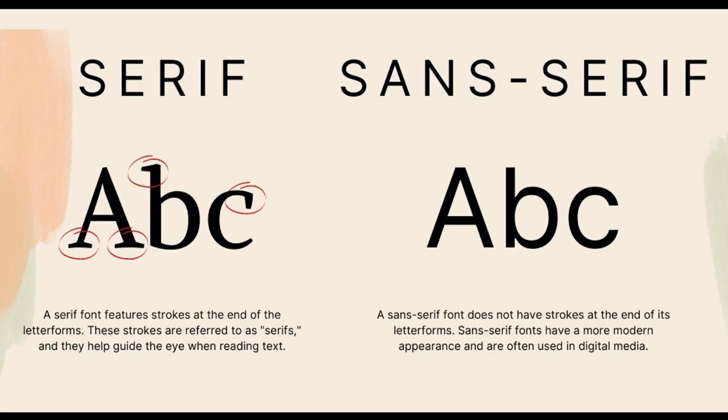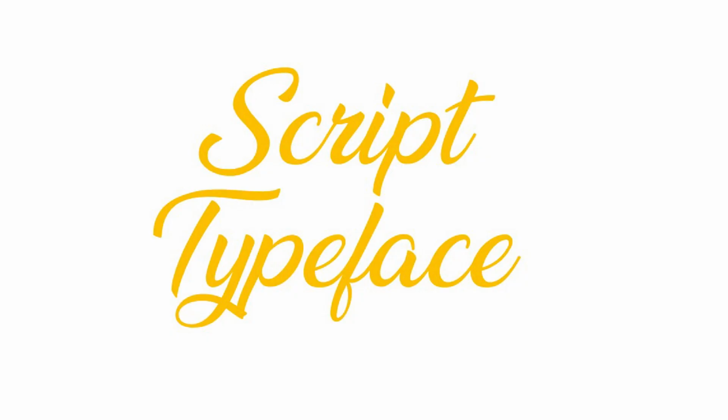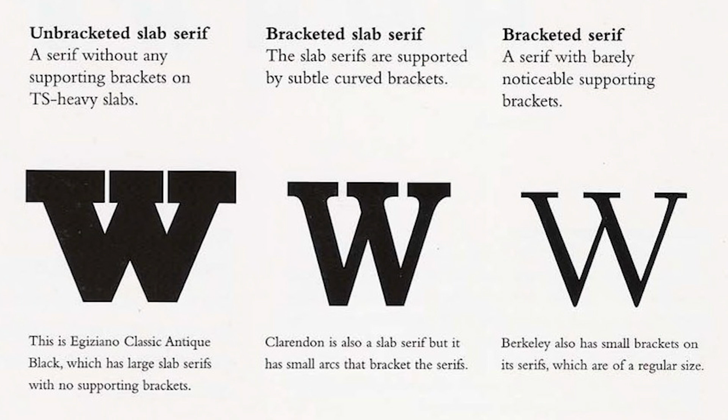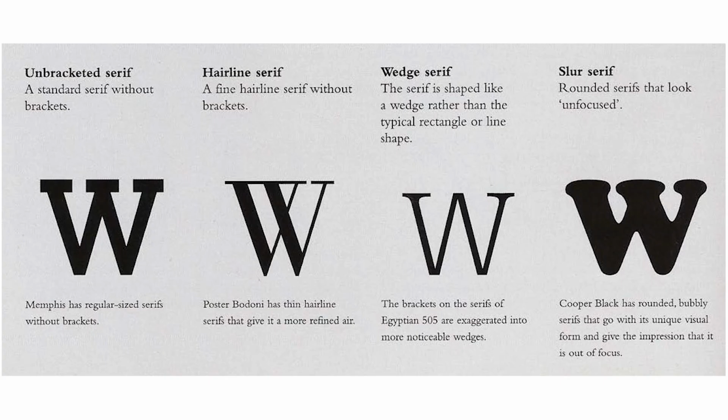Now the categories of type: serif, sans serif, monospace, script, and handwriting. Serif font means edges and tails on the letters. In this example, we can see that serifs have different tails and edges. For example, unbracketed slab serif, bracketed serif, unbracketed serif, hairline serif, wedge serif, and slab serif. In slab serif, we have Copper Black. In hairline serif, Poster Bodoni, and in wedge serif, we have the brackets of the serif, Egyptian 505.